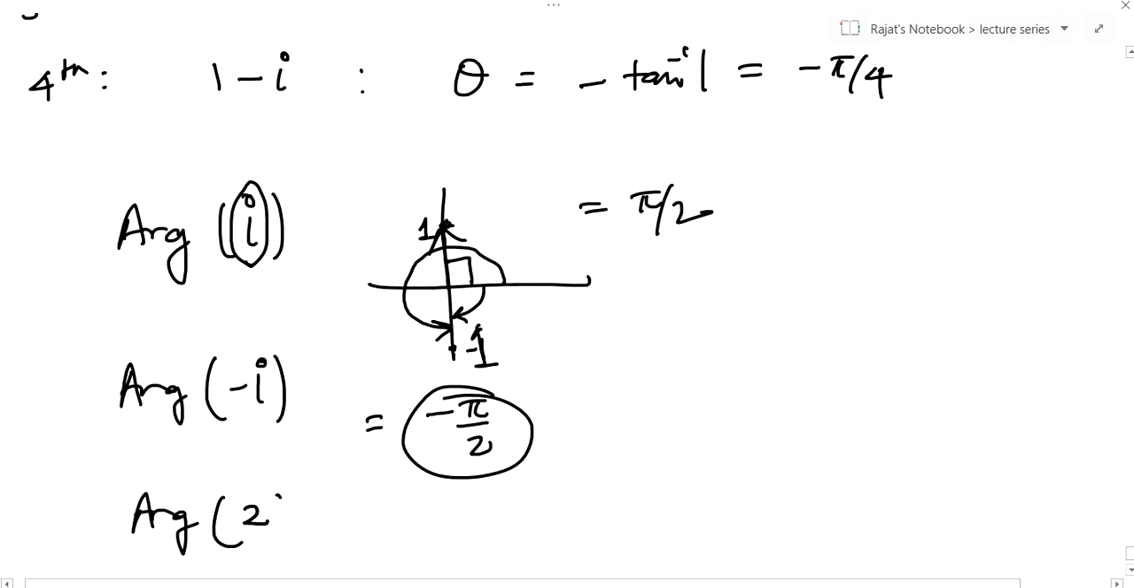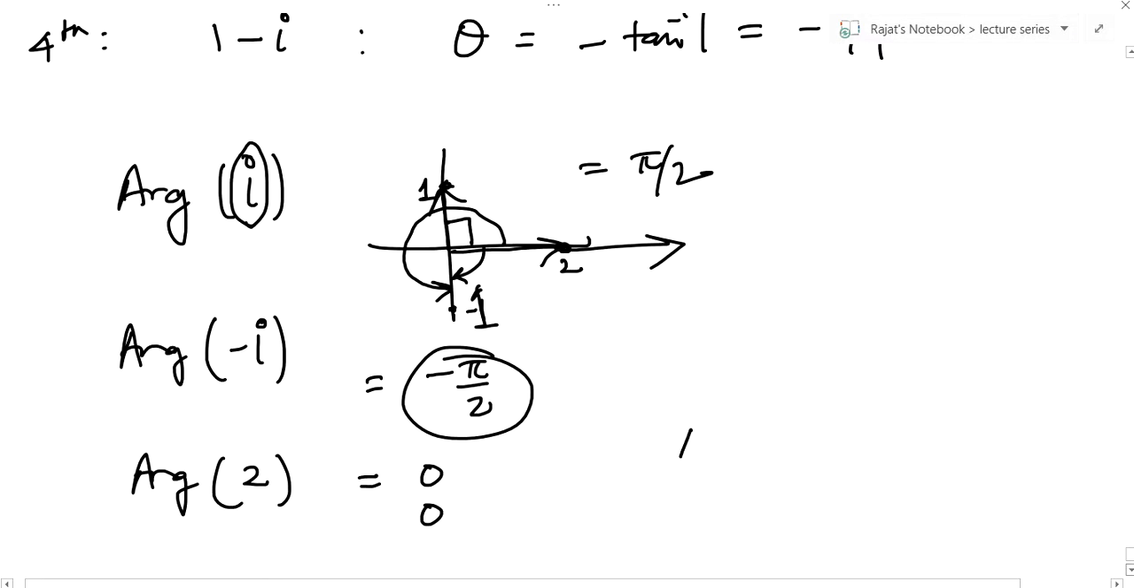What will be the argument of 2? 2 is a real number, it will lie here, so this is the complex number. What is the angle that this complex number is making with the positive direction of x-axis? 0, because it is along the positive direction of x-axis, so its argument will be 0. And what will be the argument of minus 2? The point will be here, so the angle will be pi. You can say pi, you can say minus pi, it doesn't matter. So these were the basic ideas. Let us solve one question.